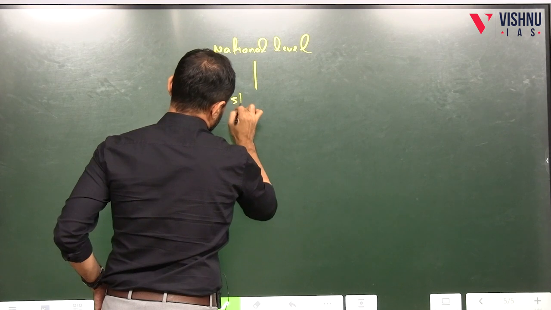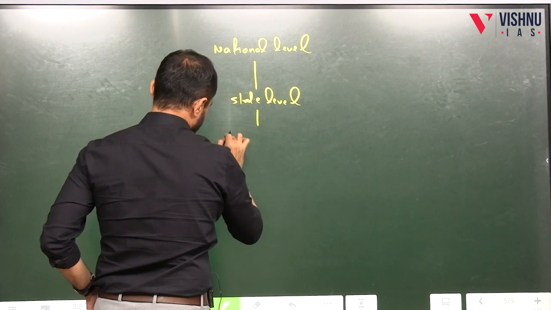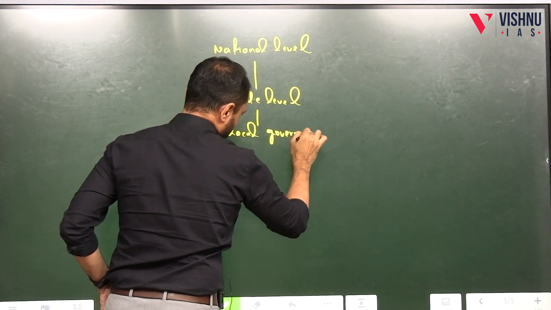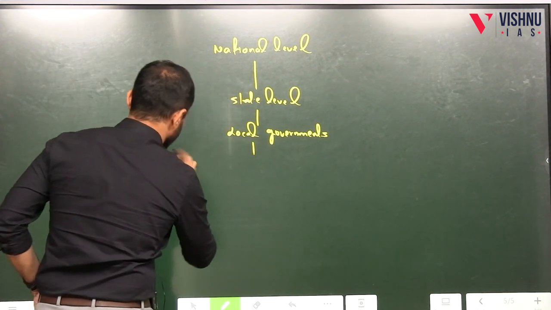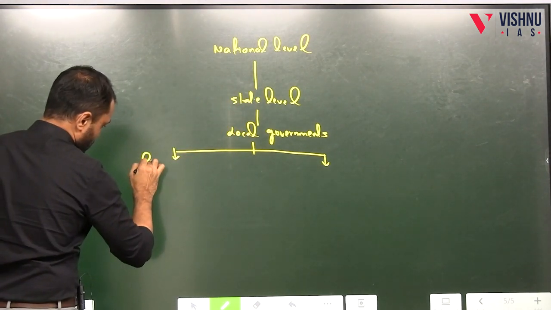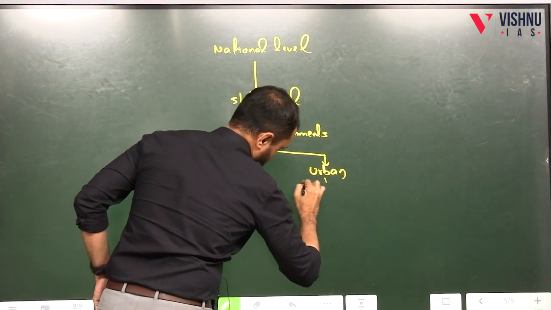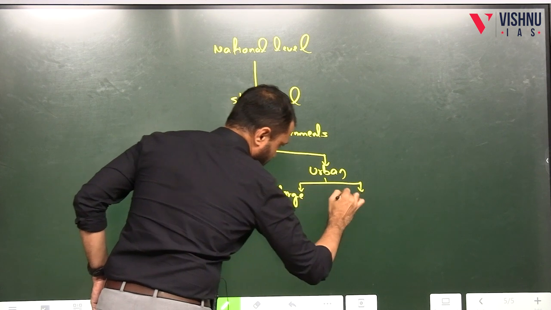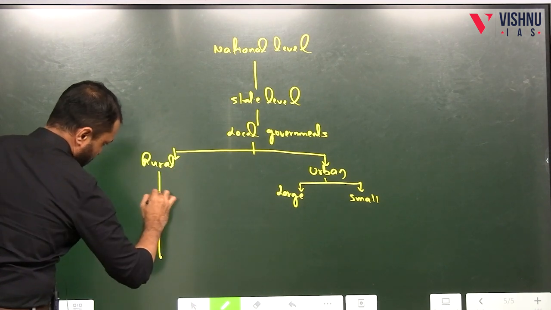National level, state level, and local governments. These local governments are also rural and urban. Urban has large urban areas and small urban areas, and then rural areas.